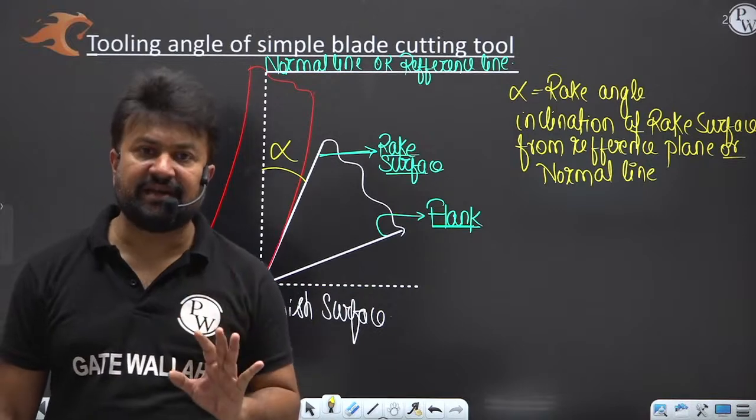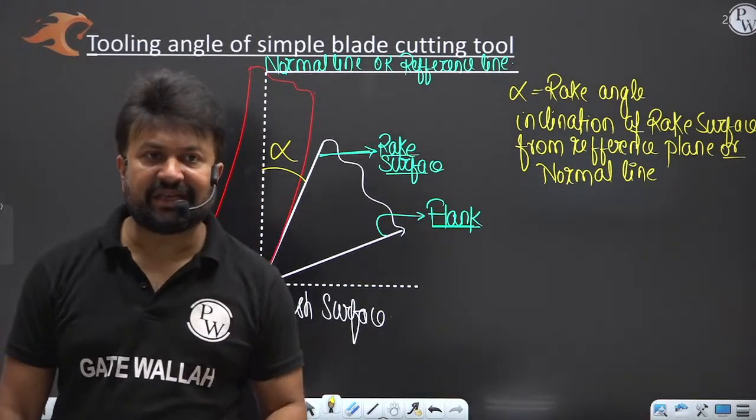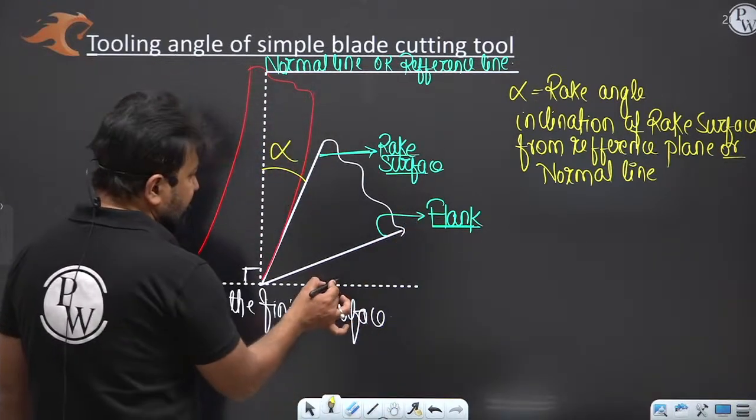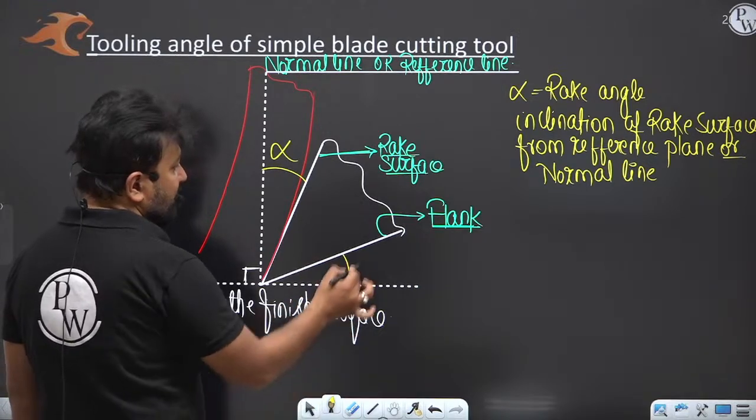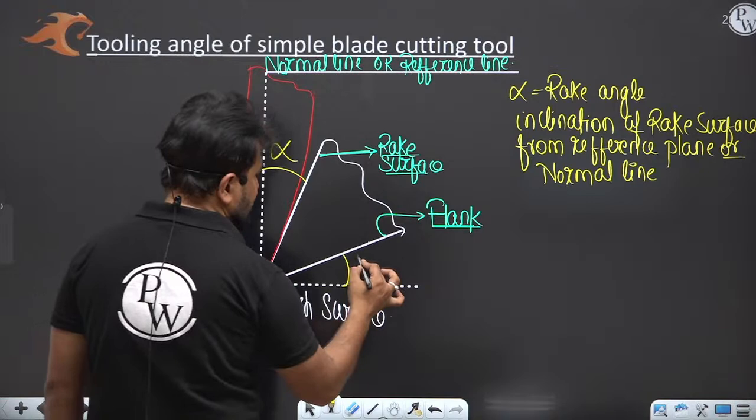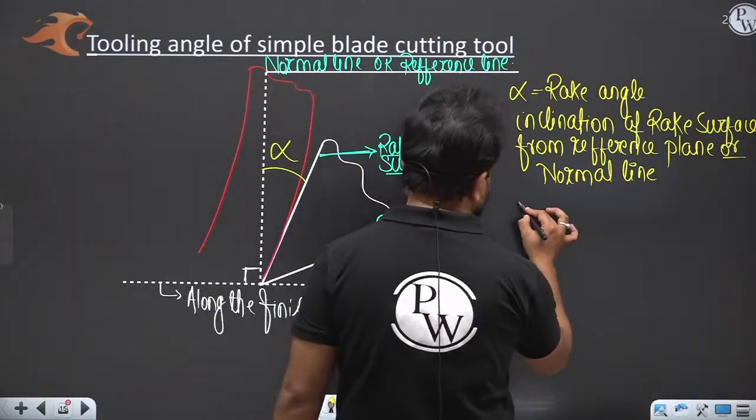Is that angle clear? Now the flank: the inclination of the flank from the finished surface. This is what? Finished surface. That is what? Clearance angle.